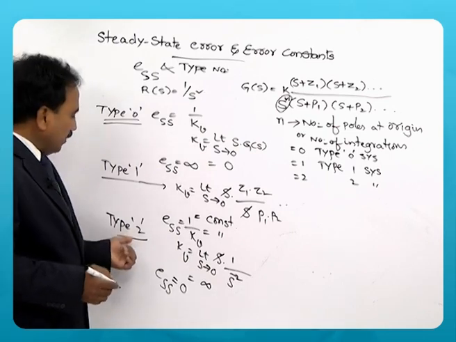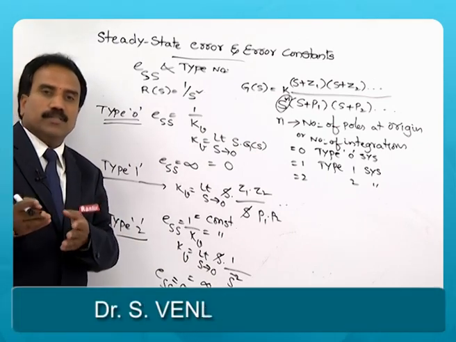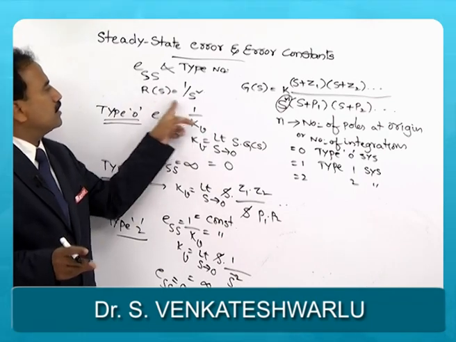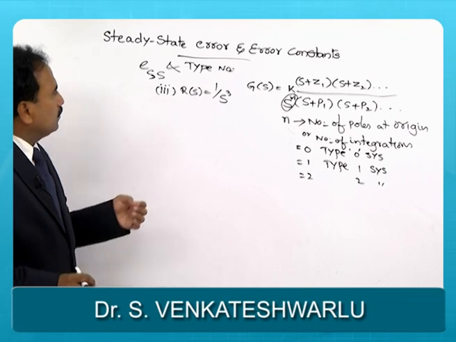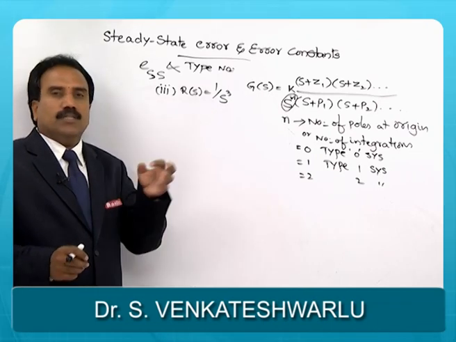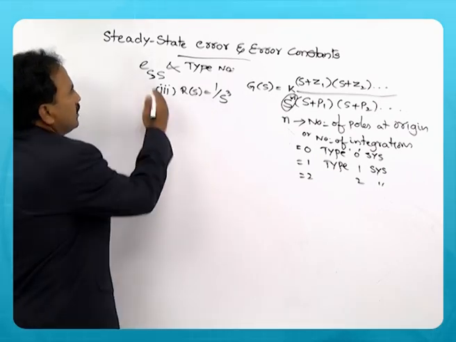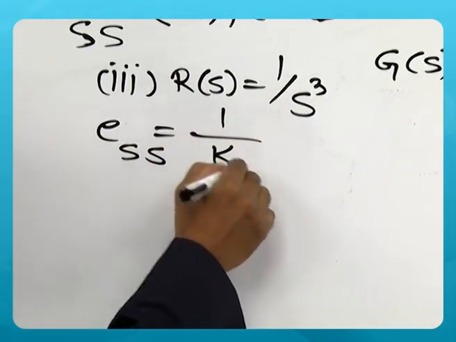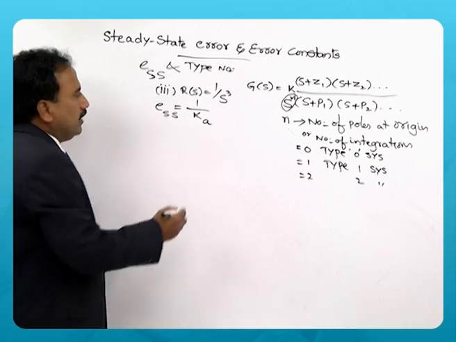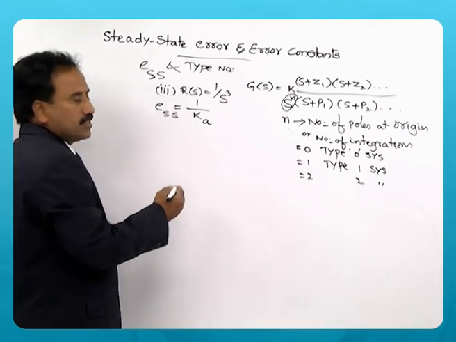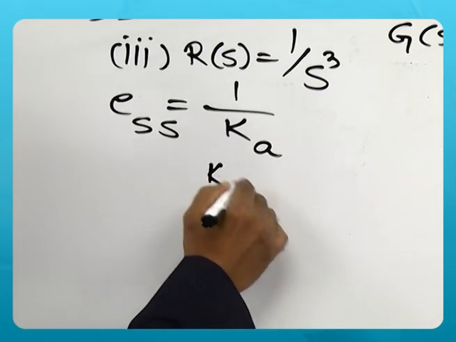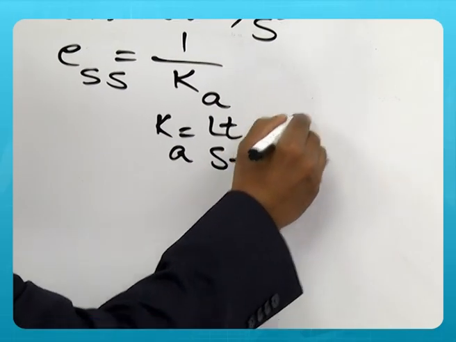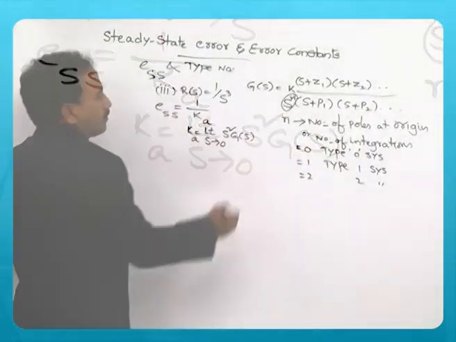So, for type 2 and above systems, the steady state error will become 0 when input is unit ramp. So, when the input is unit parabolic, the steady state error is given by 1 by Ka, where Ka is the acceleration error constant, and that is given by limit S tending to 0 S square G of S.